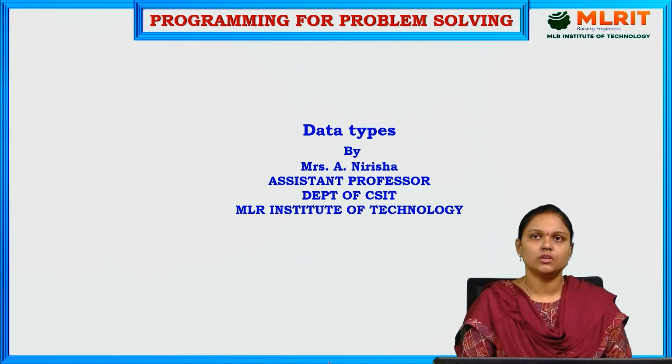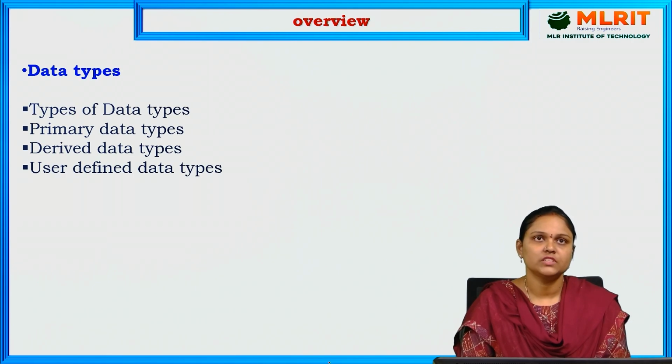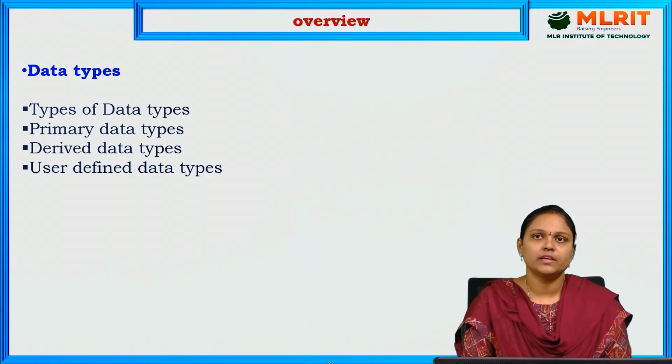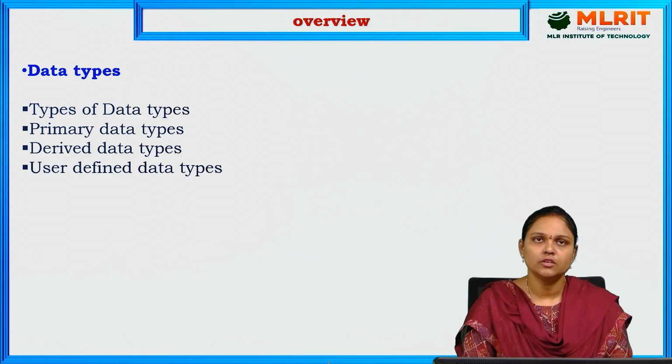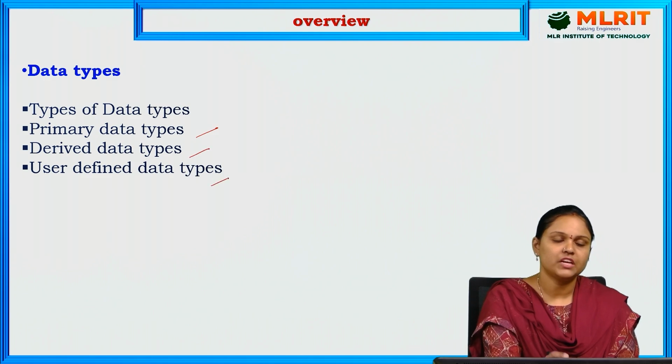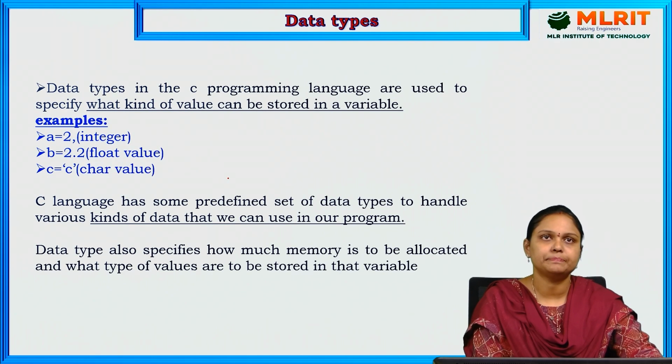Today we are going to learn about data types in the C language. So, coming to the data types. The data types will tell about what type of data we are using and how much memory gets occupied to store that particular data. The data type will tell about 2 points: what type of data we are storing and how much memory gets allocated to store that particular data. The types of data types are primary data types, derived data types, and user defined data types.